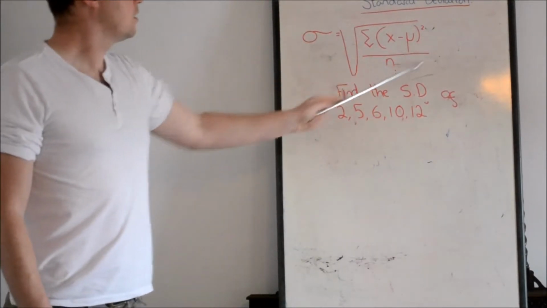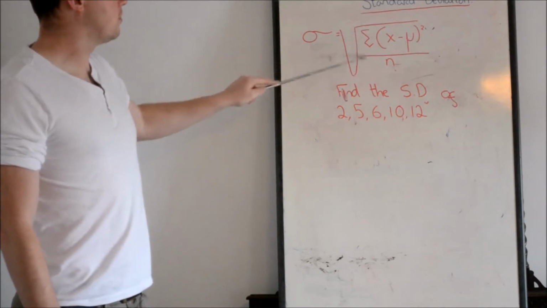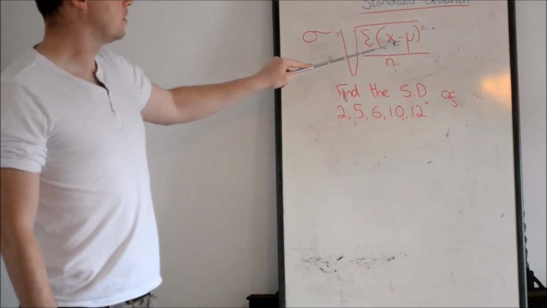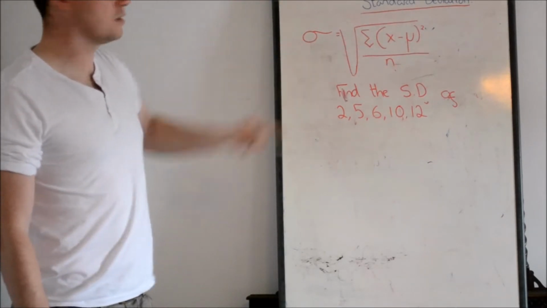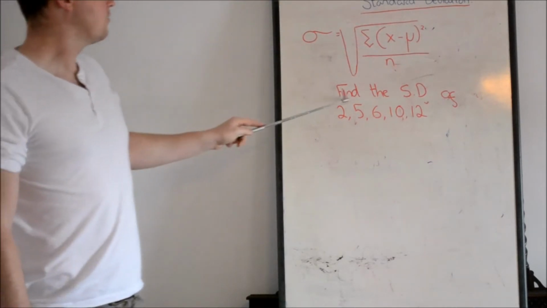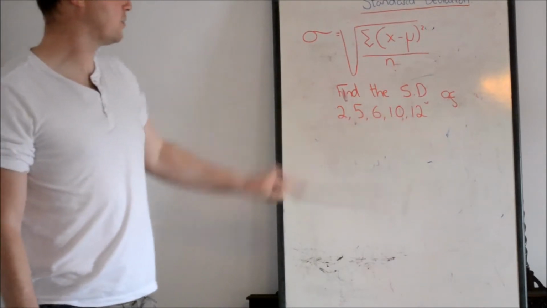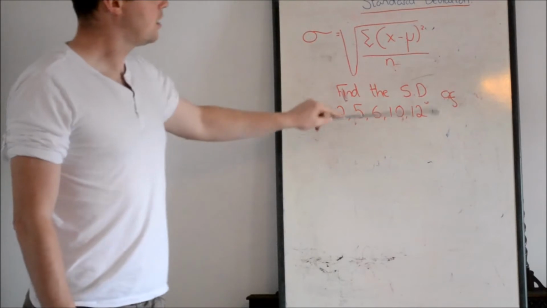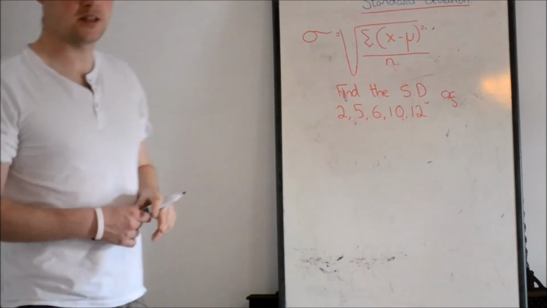Here's an example of a standard deviation question. Here's our formula. We're going to need to know what each of these mean. Okay, so again, the sum of the number minus the mean squared all over n, the square root of. Find the standard deviation of the following: 2, 5, 6, 10 and 12. So find the standard deviation of this group of numbers. Step 1, first thing we have to do is find the mean.